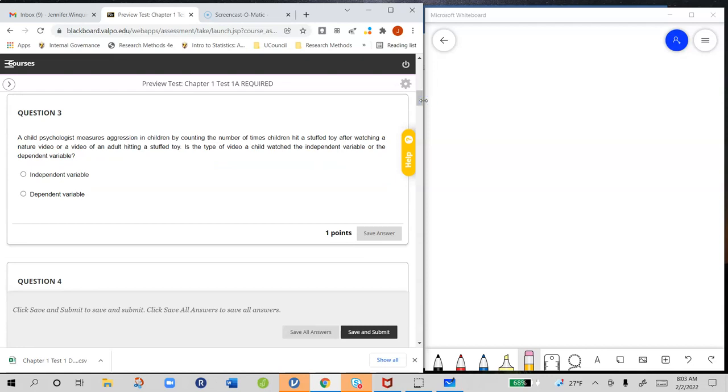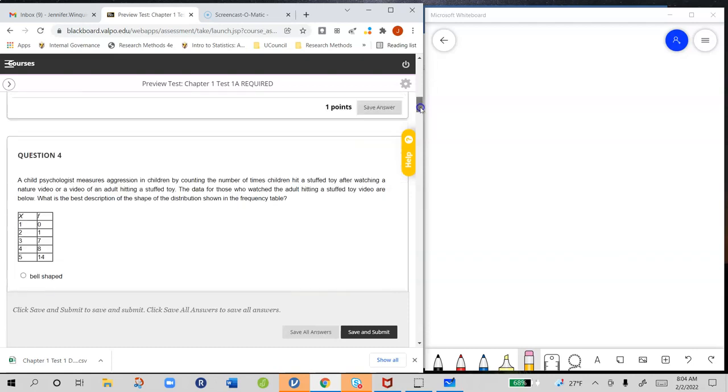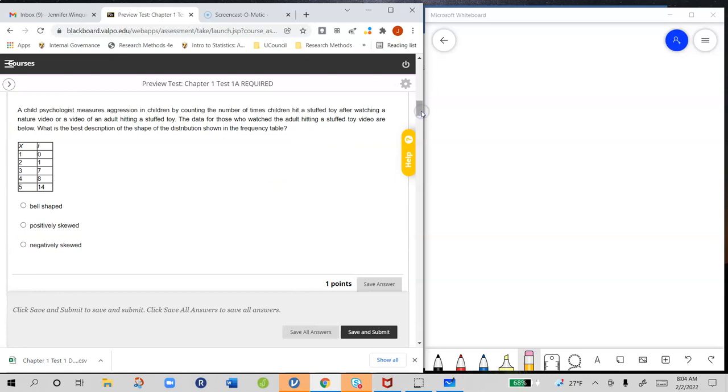Number 3, we're looking at the same scenario, but now we're asking about the independent variable and the dependent variable. In this case, we are manipulating, as researchers, what kind of video they watch, either a nature video or a video of an adult hitting a toy, and then measuring the number of times children hit the toy. So our independent variable is the variable that is manipulated, which is the video they watched. The dependent variable is the number of times the child hit the stuffed toy. All right, moving on to number 4.